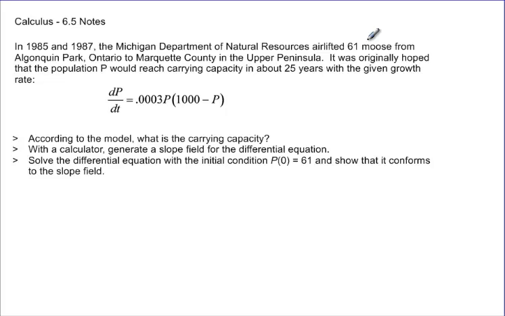And according to the model, what is the carrying capacity? So this is not a hard thing to discover. The carrying capacity is going to be that number right in front of the P-value here. So again, like on our previous problem, if we call this A, B, and C, then our carrying capacity for this is going to be 1,000 moose. That will be our population maximum. So 1,000 moose is the carrying capacity.